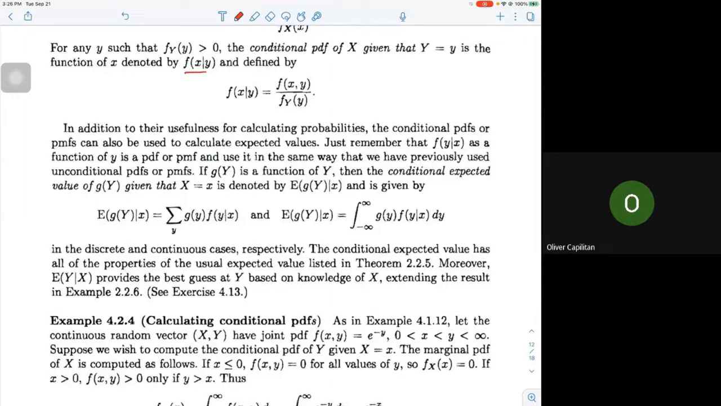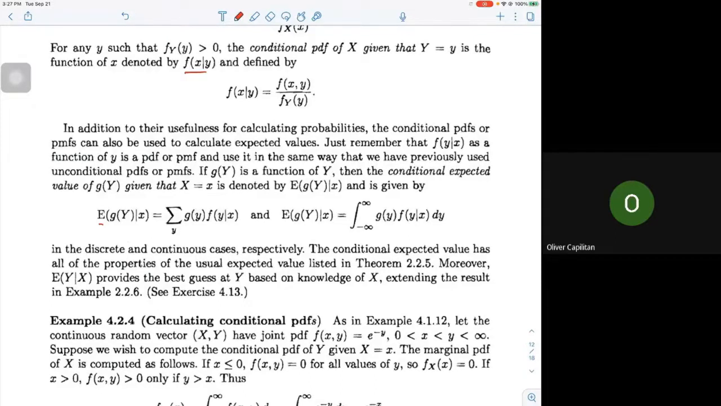If we have g as a function of y, since we know it's a function of a random variable y, g of y is also a random variable. And so we can have this conditional expected value of g of y, given that x is equal to the realized value x.